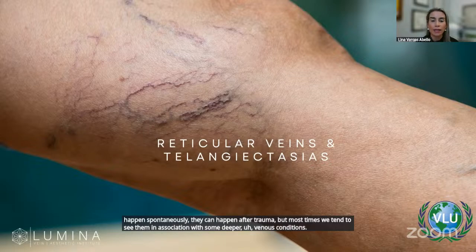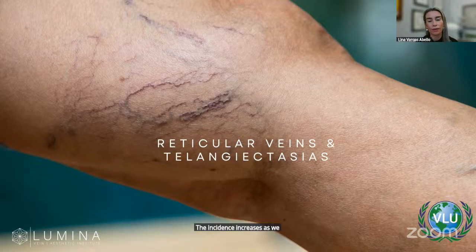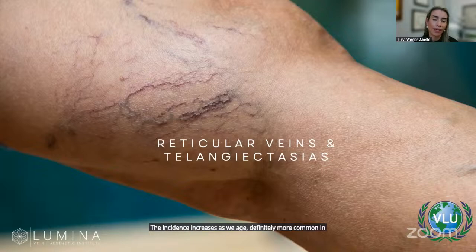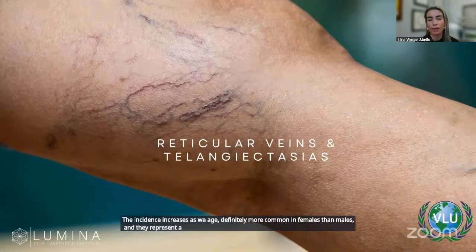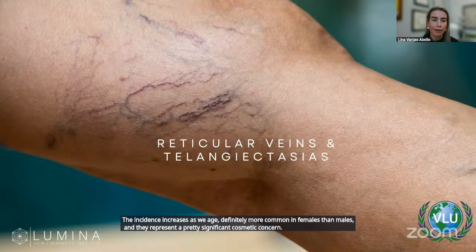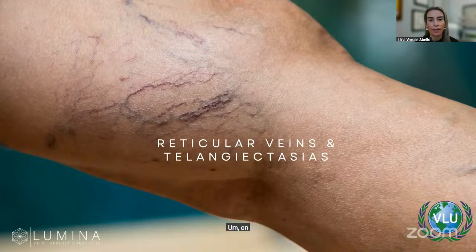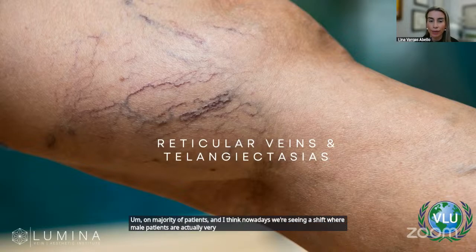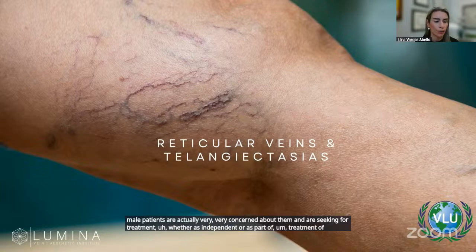The incidence increases as we age, definitely more common in females than males, and they represent a pretty significant cosmetic concern on majority of patients. And I think nowadays we're seeing a shift where male patients are actually very concerned about them and are seeking treatment, whether as independent or as part of treatment of their medical conditions as well.